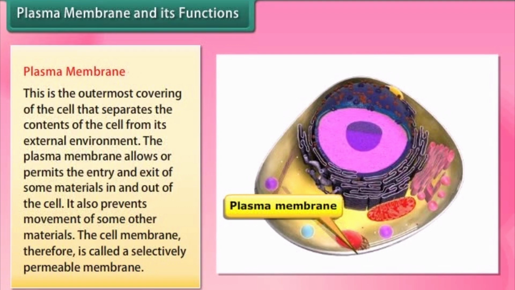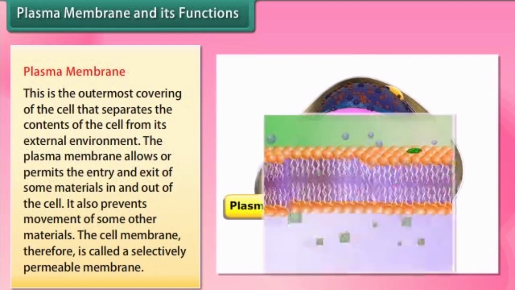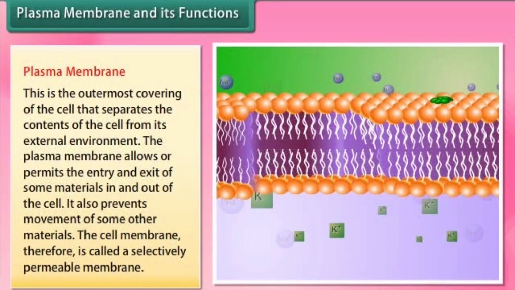its external environment. The plasma membrane allows or permits the entry or exit of some materials in and out of the cell. It also prevents movement of some other materials. The cell membrane, therefore, is called a selectively permeable membrane.